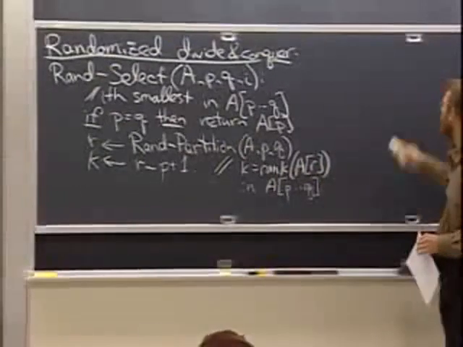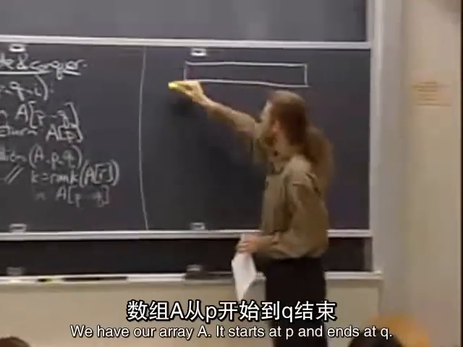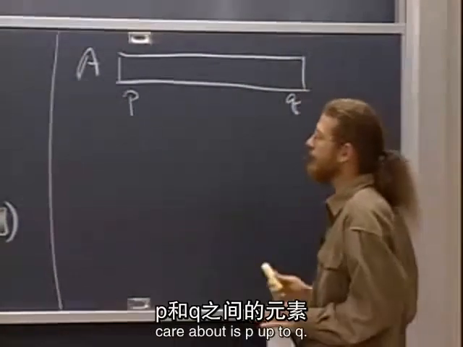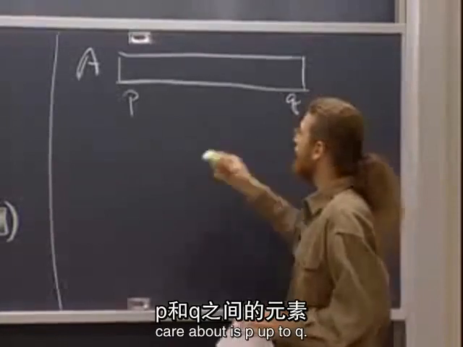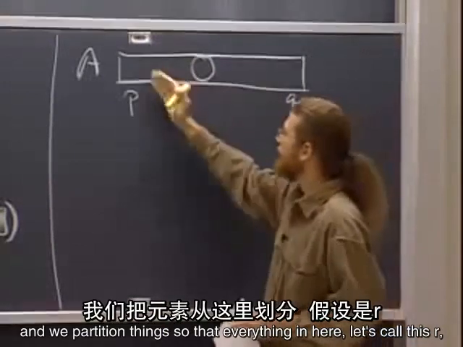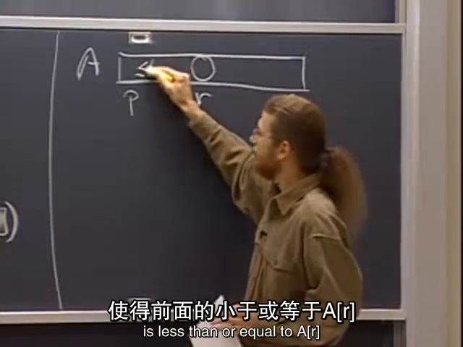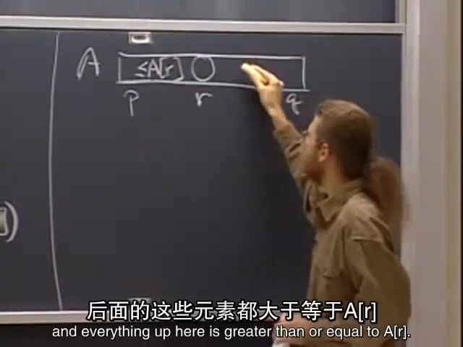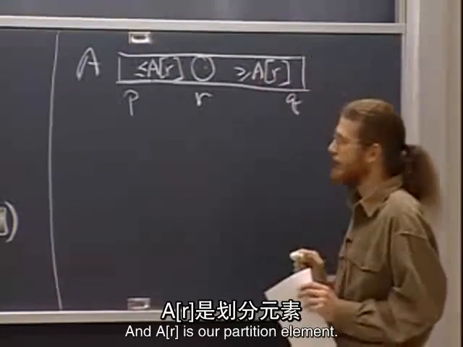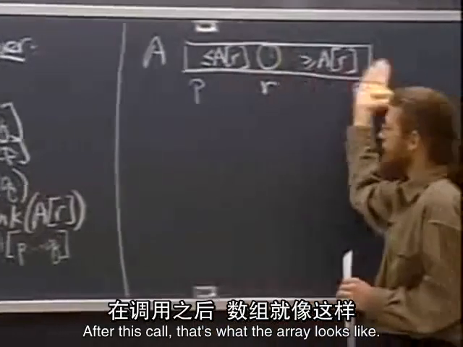Okay, so let me draw the picture here. We have our array A. It starts at P, ends at Q. There's other stuff, but for this recursive call, all we care about is P up to Q. We pick a random partition element, say this one, and we partition things so that everything over here, let's call this R, is less than or equal to A of R, and everything up here is greater than or equal to A of R. And A of R is our partition element. So after this call, that's what the array looks like.